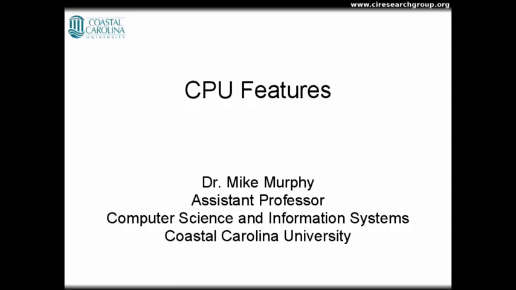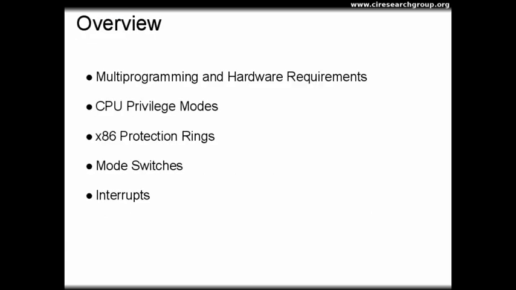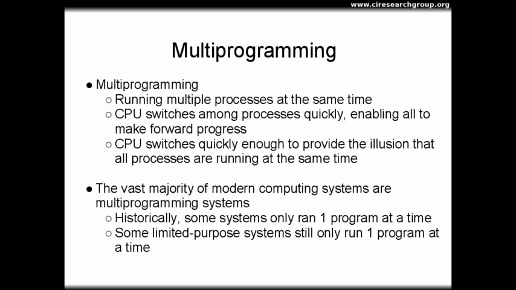In this lecture, I'm going to discuss features of the Central Processing Unit, or CPU, that are useful for supporting multiple applications sharing a computer system simultaneously. In particular, I'll introduce multiprogramming and discuss the hardware requirements to support multiprogramming. I'll discuss CPU privilege modes, x86 protection rings, mode switches, and briefly introduce interrupts. The first concept to introduce is multiprogramming.